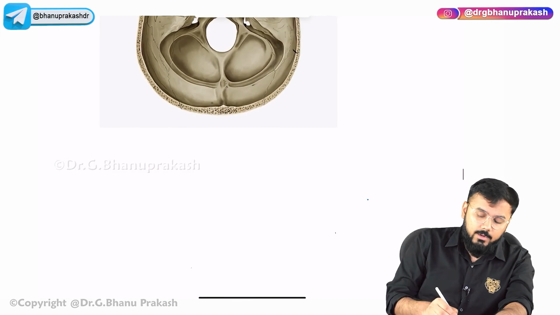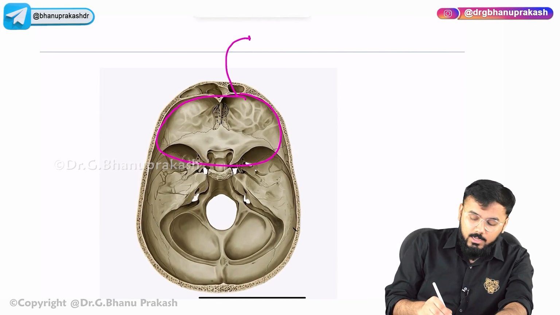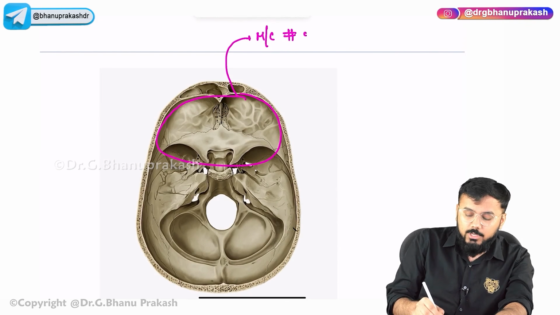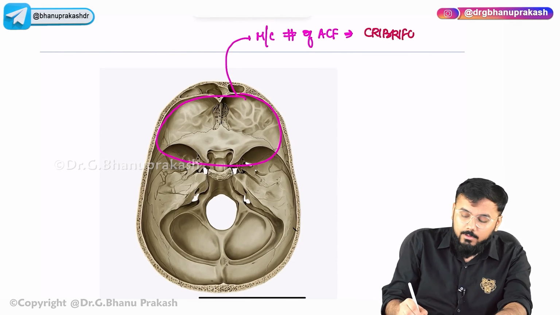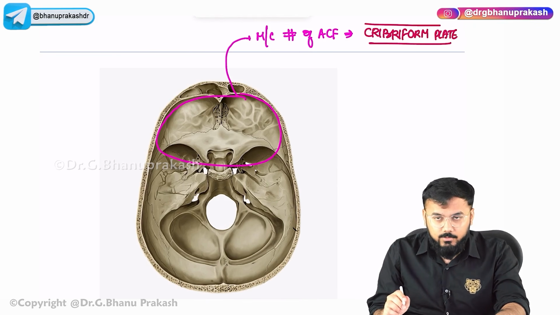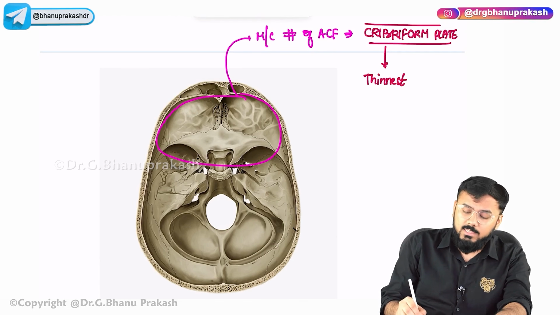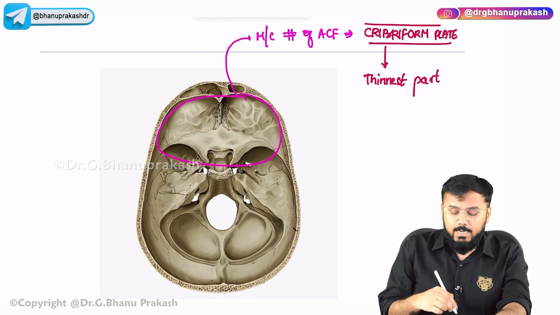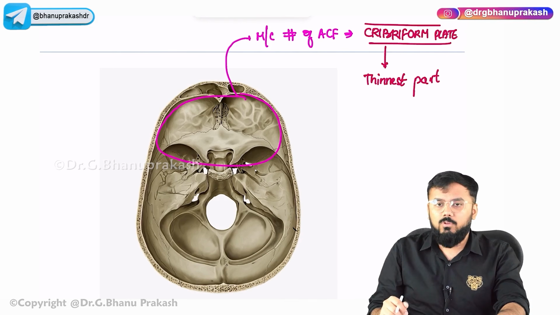But one very important clinical point I want to tell you here is that the most common fracture of the anterior cranial fossa is what? That is the fracture of your cribriform plate. Now why? Because this cribriform plate is very thin. This is the thinnest part of all in the entire anterior cranial fossa. Even with your finger, if you tightly press, that cribriform bone will be fractured.